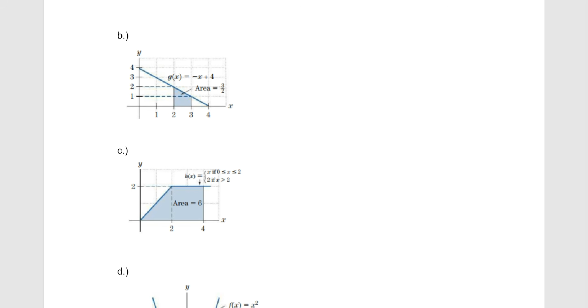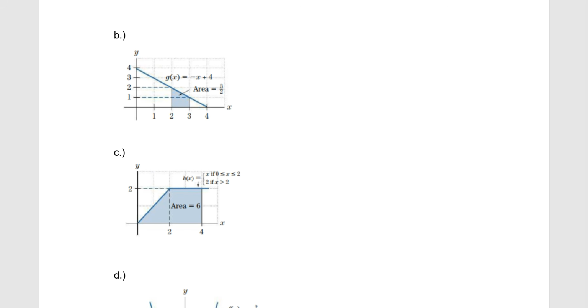Okay, next one, we have this region right here. And it is this trapezoid region, and it says that the area is 3/2, so 1.5. And we want to verify that using an integral. So we're going to take the integral, x values here from 2 to 3, of the function negative x plus 4 dx. So that's our function given to us. And then we go ahead and integrate this. We end up getting the integral of negative x squared over 2 plus 4x from 2 to 3.